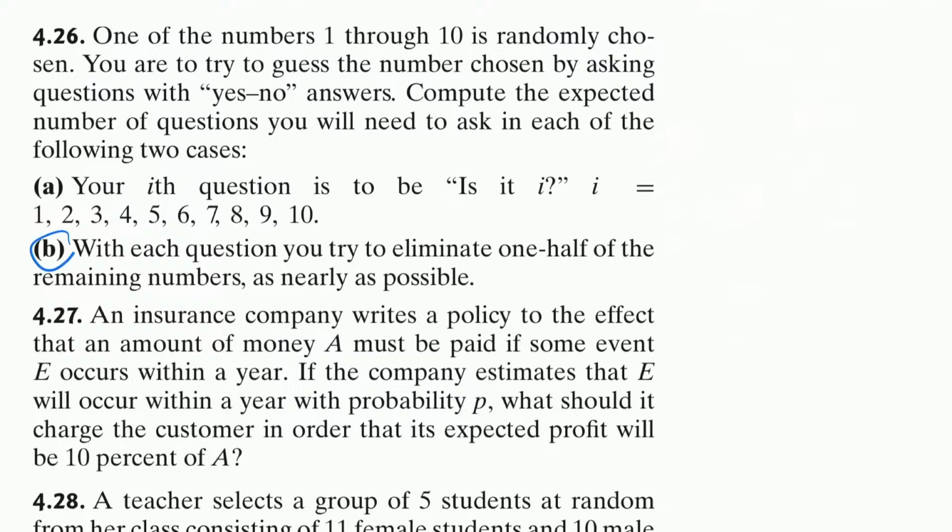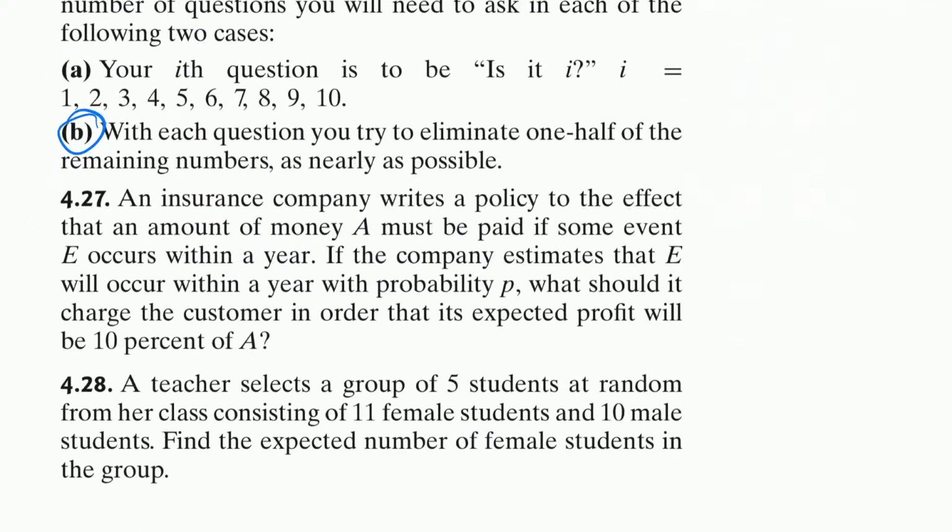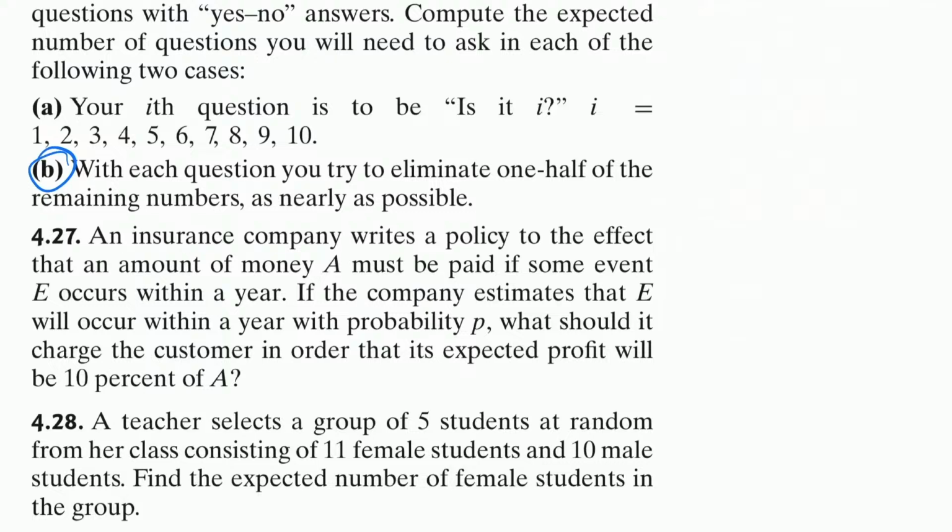And of course, letter B is going to be much more efficient. And you might wonder, how do you do that? Well, you say, is the number greater than 5? That eliminates half of it right there, and it requires fewer guesses. I think on average, three questions. I don't know.